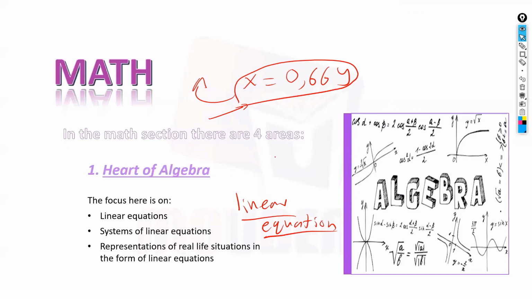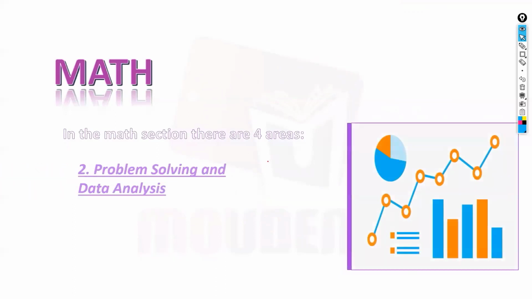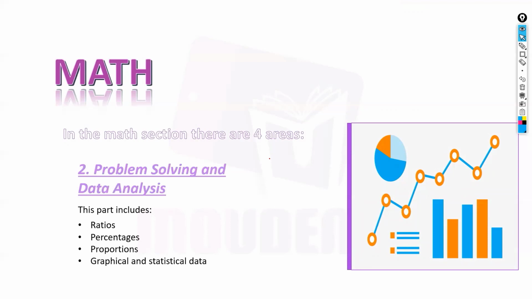Okay, let's move on to the second area, problem solving and data analysis. This part includes ratios, percentages, proportions, graphical and statistical data, and many more. As you can see in this picture, everything is summarized. Actually, you will be given some data, like percentages, ratios, pictures like this, infographics, let's say, and you will just have to understand and solve the question depending on this data.